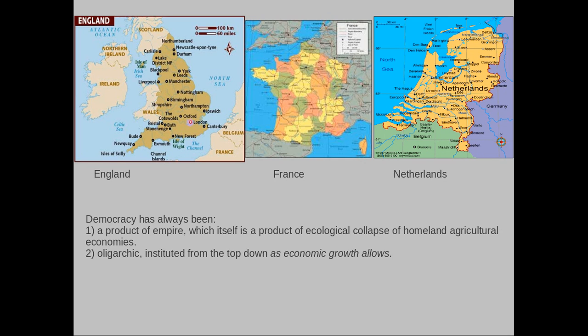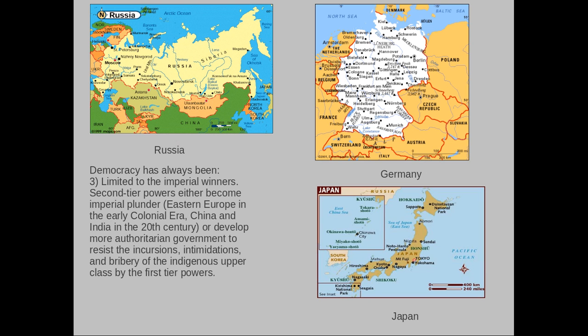If we look at the development of European democracy, of course we talked some about England, but the three primary first democratic nations were England, France, and the Netherlands. Those, not coincidentally, were the first three big colonial powers, the first big empire builders. And they developed a large oligarchic class, which within itself developed democratic procedures, limited democratic procedures. If you look at the second-tier powers, democracy has always been limited to the imperial winners.